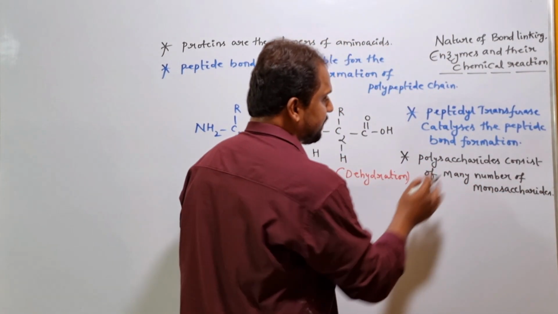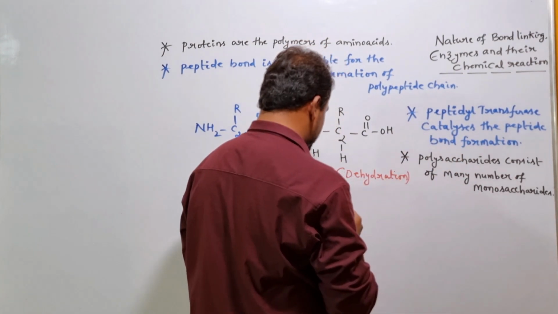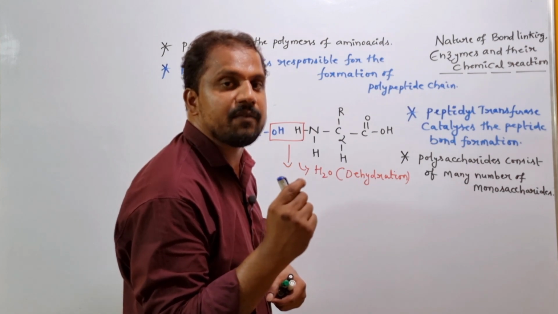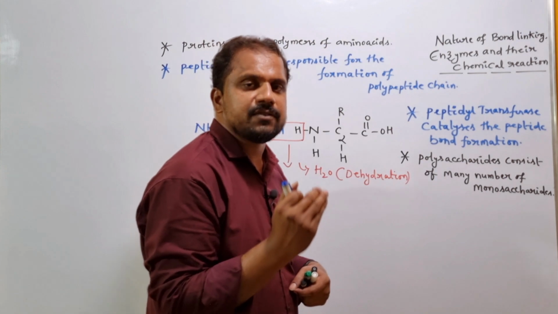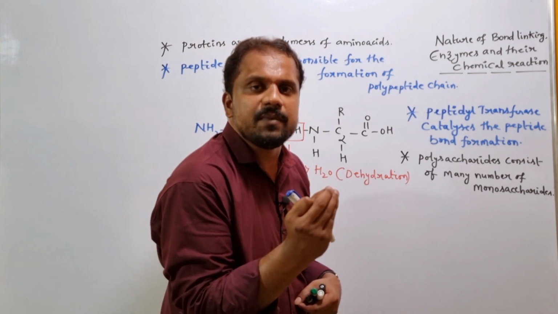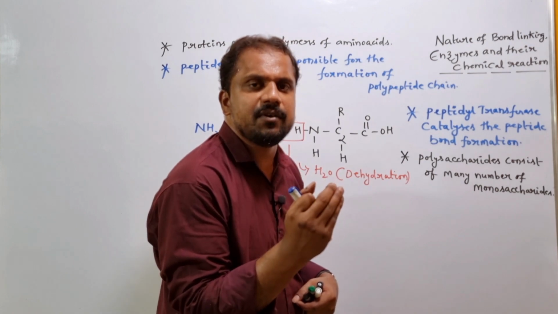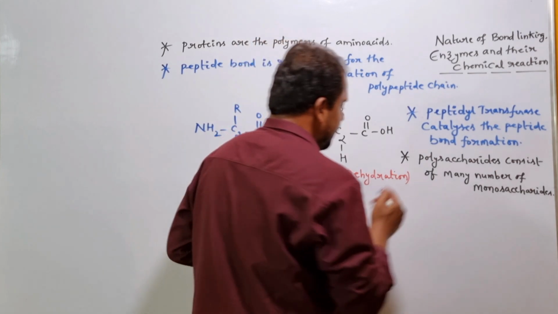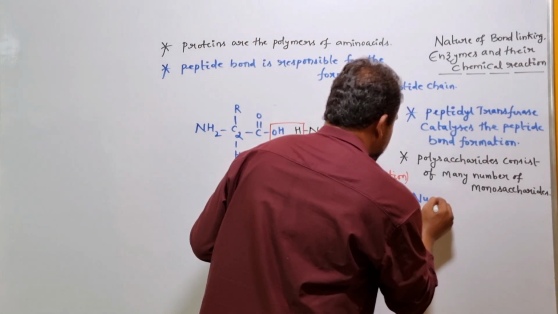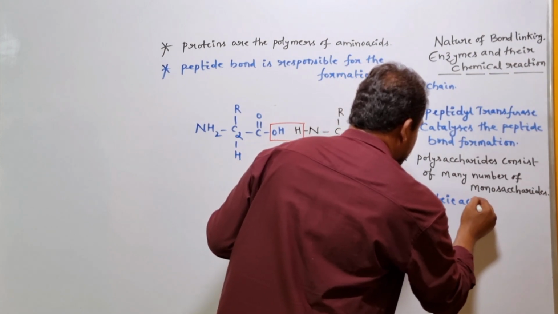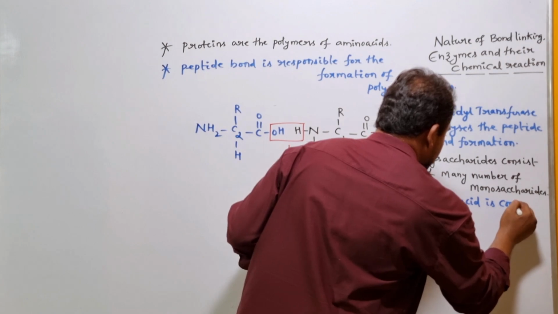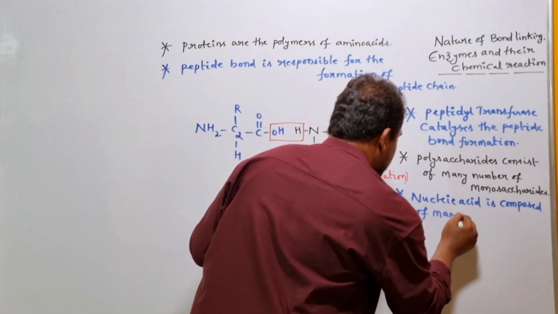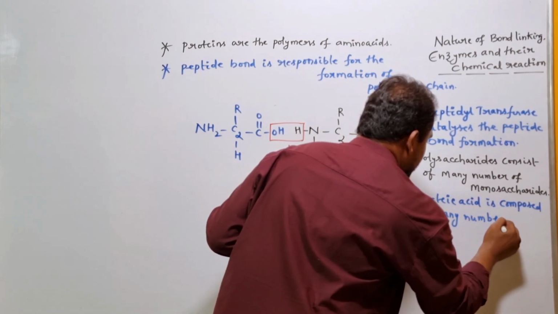And likewise, like one specific polysaccharide and one specific protein, a nucleic acid is composed of many monomeric units, which are nothing but what? Nucleotides. Once many nucleotides aggregate together, it leads to the formation of one specific nucleic acid. And the specific nucleic acid can be either DNA or RNA. Nucleic acid is composed of many number of nucleotides.